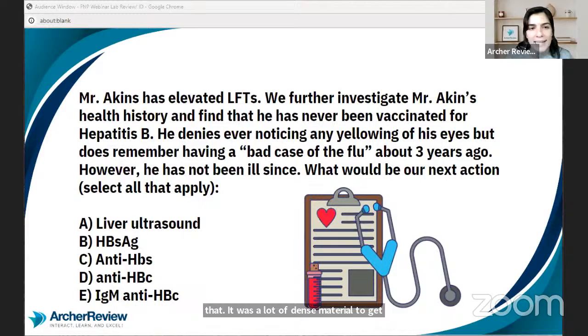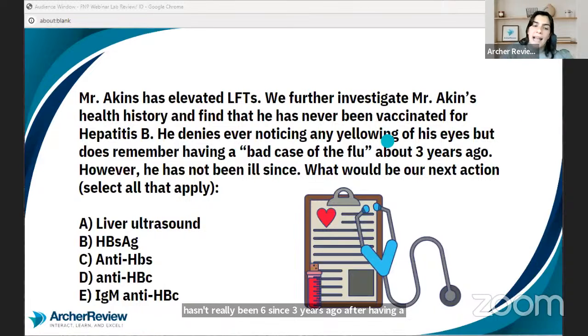Let's read Mr. Atkins' case study and see what your thoughts are. We can chat a little about it in the chat box. Mr. Atkins has elevated LFTs. You've done your normal labs, CBC and chem panel, and you notice that he has elevated liver enzymes. We want to investigate further, so we ask more history questions and find that he's never been vaccinated for hepatitis B. He denies ever noticing yellowing of his eyes. He has no symptoms. Maybe he had a bad case of the flu about 3 years ago, but he's otherwise feeling well today and has not been ill since.